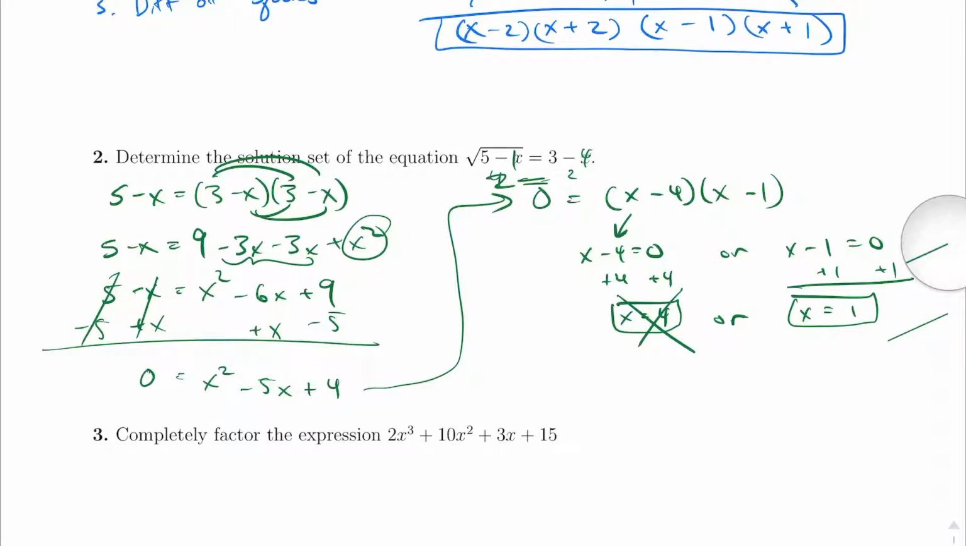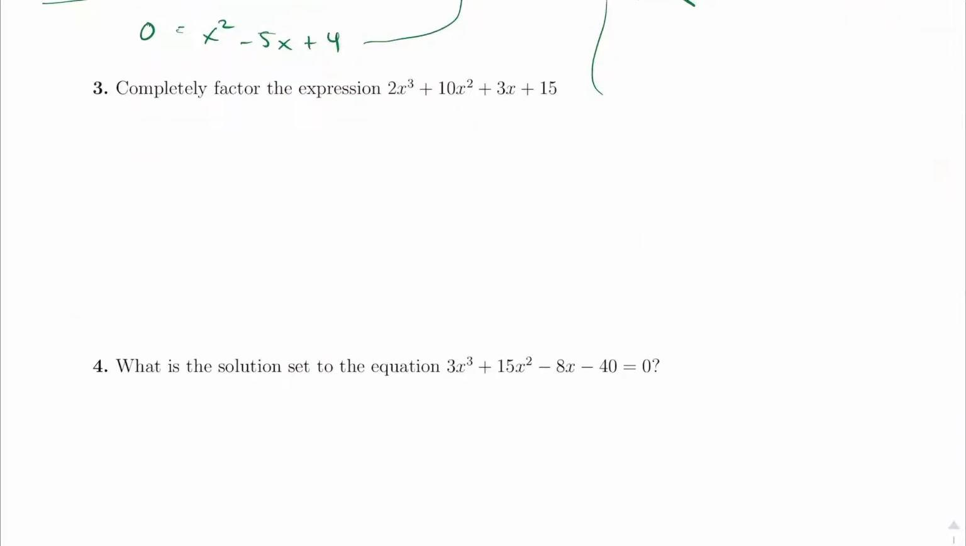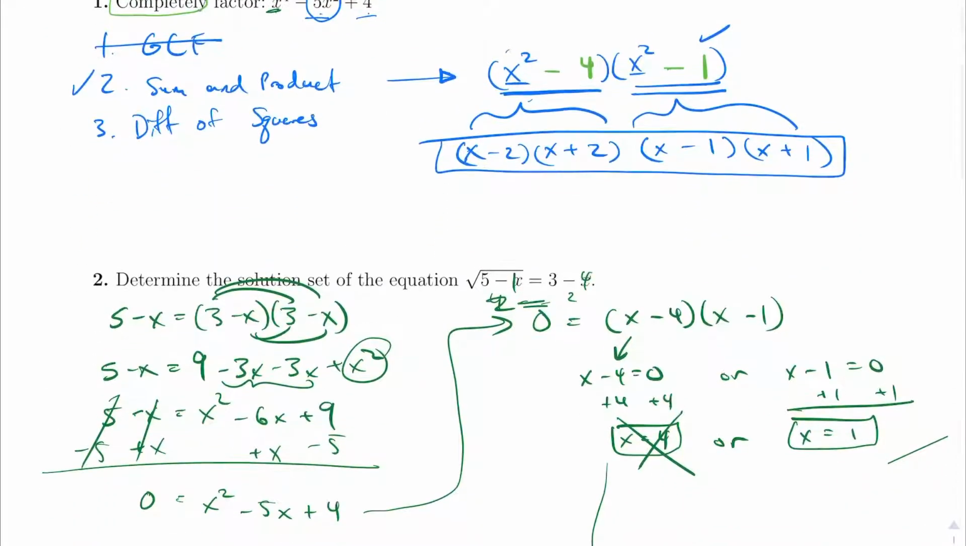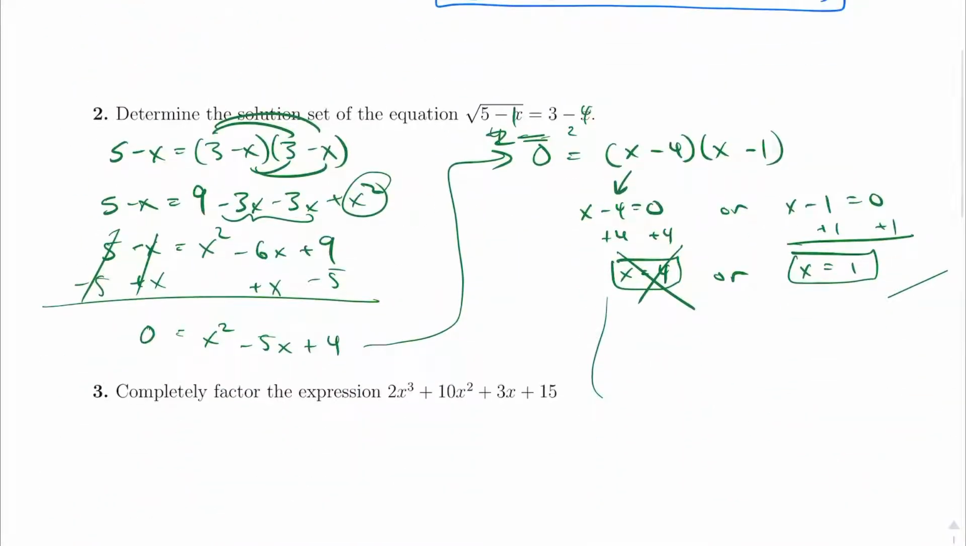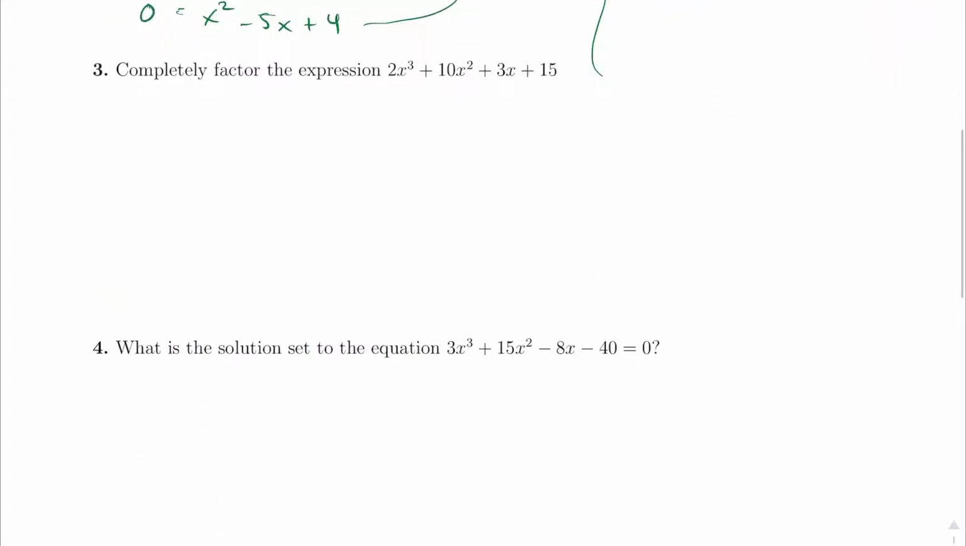All right, completely factor this expression. So we've tried GCF, sum and product, and difference of squares, and we can try all of those here, and none of them work. But because this one has 4 terms, 1, 2, 3, 4, it's actually the classic format for the last factoring method that we learned in lesson 6, which is factoring by grouping.